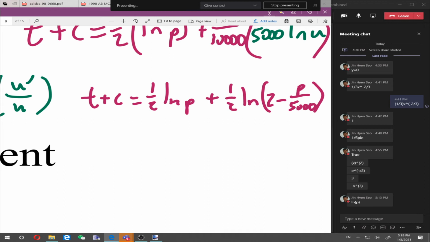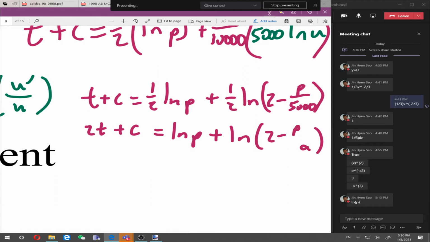Okay, that's possible. I believe this would be easier right now if we just multiplied by 2 everywhere instead of using power property. Which would also get rid of both 1/2s on that right side. So I'm going to do that, but then we'll go back to your property of logarithms, so you can combine your two logarithms after that. So if I multiply through by 2, this will be 2t plus c. It's still c because we have not solved for that constant yet, so 2 times a constant is still a constant. Equals ln p plus ln 2 minus p over 5,000.